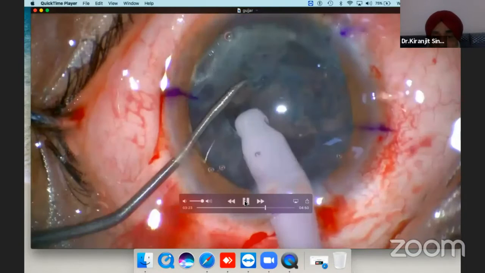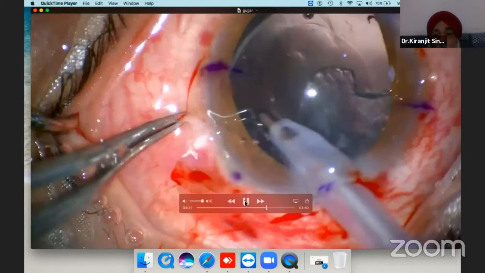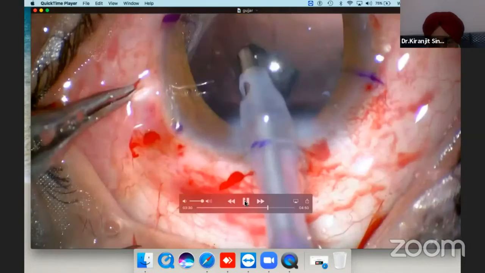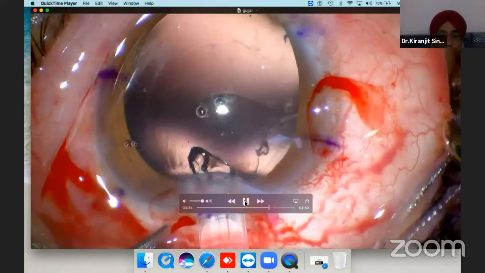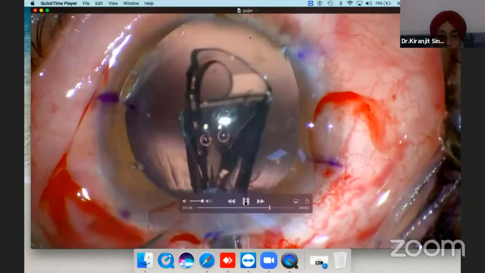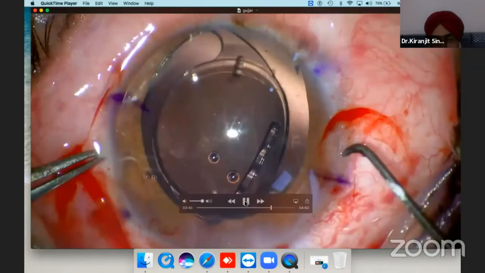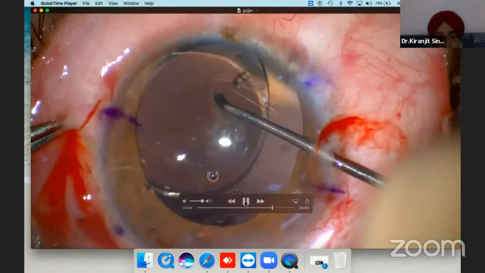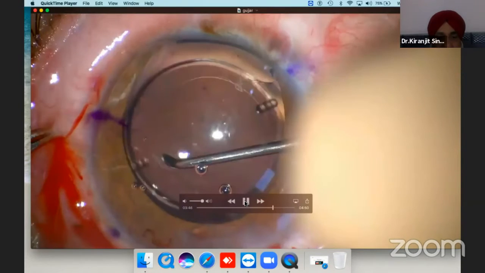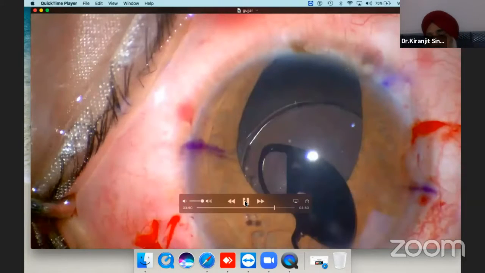I gave him antibiotics. I calculated the power of the lens and ordered the toric IOL. The patient came to me after a month or so. So this is a toric IOL implanted inside the eye. It has serrated haptics, with serrations on the outer edge, so that the lens doesn't slip from its intended position of fixation.